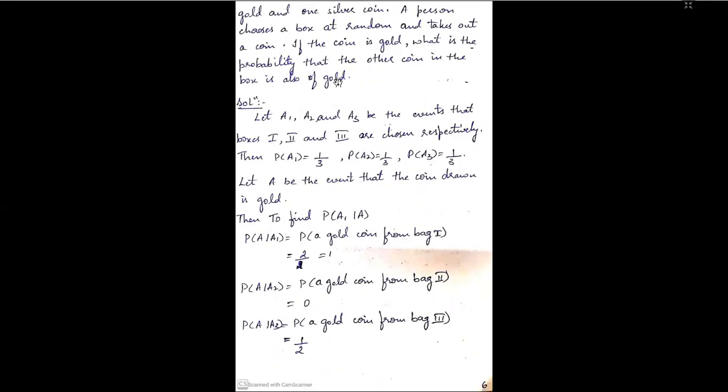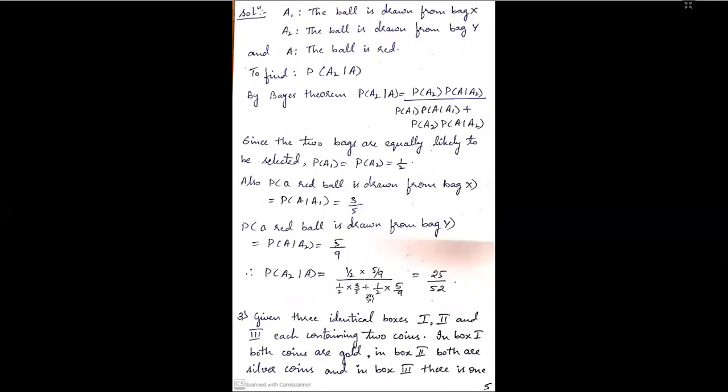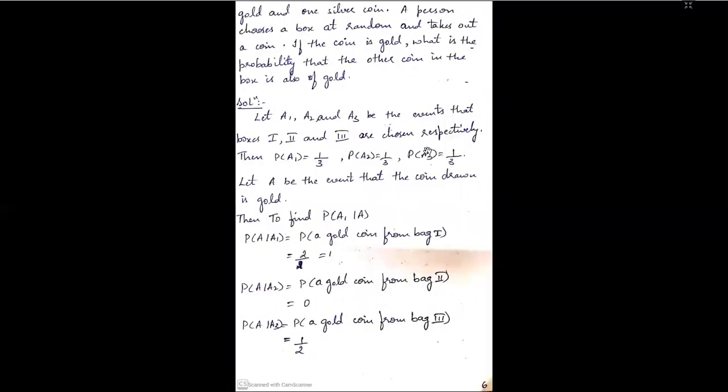Then which box has to be selected? If the coin selected is gold, what is the probability that the other coin in the box is also gold? It means we need to select the first box itself. So we need to find the probability of selecting the first box. Here, we have to find the probability of A1 given A.